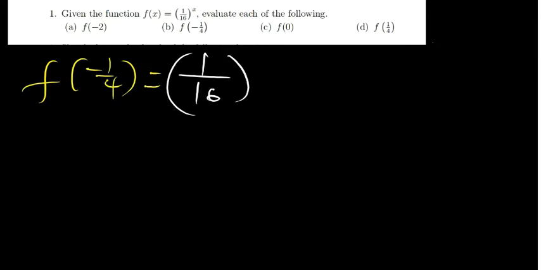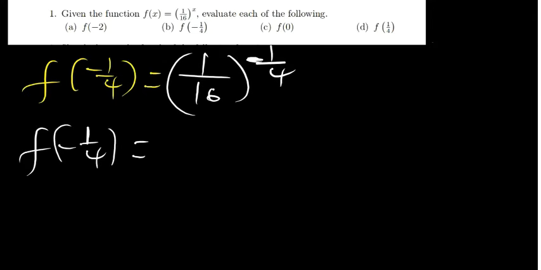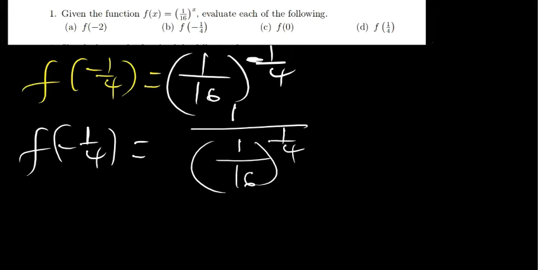So f of negative 1 over 4, I'll just say negative 1 over 4. Where there is x, I have 1 over 16 raised to the power x. x is negative 1 over 4. Now remember we said if I want to remove the negative, I have to put 1 on top. So f of negative 1 over 4 is going to be 1 on top divided by 1 over 16, and this has to be raised to 1 over 4.